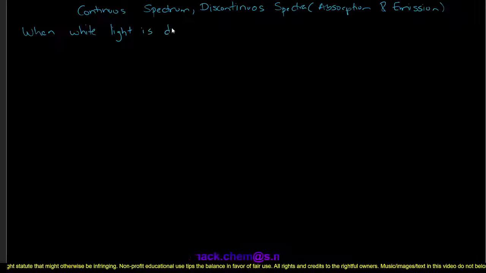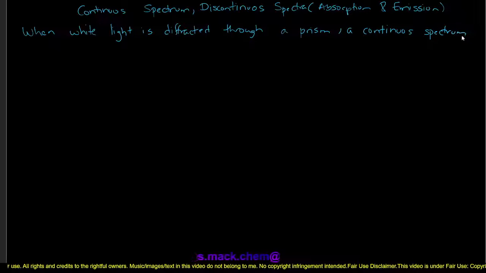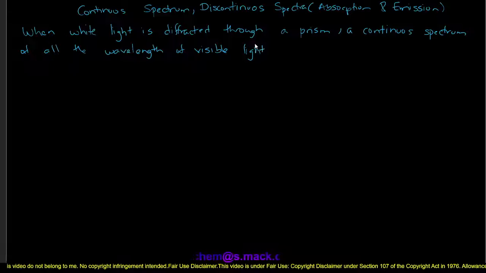is diffracted through a prism, a continuous spectrum of all the wavelengths of visible light are seen.